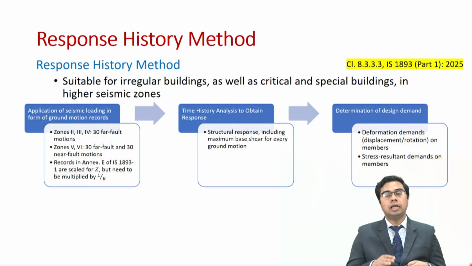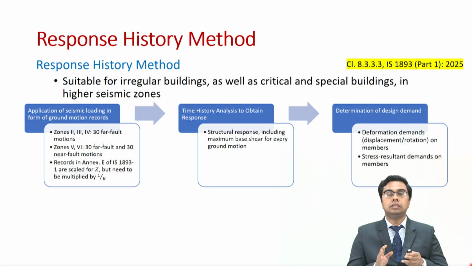They are already scaled for seismic zone factor, that is Z, but they are not scaled for the elastic force reduction factor. So, depending on the structural system which you choose, such as OMRF or SMRF or CR wall or eccentrically braced frame, based on that you already know the value of the reduction factor R, you need to multiply these ground motion records by 1 by R.